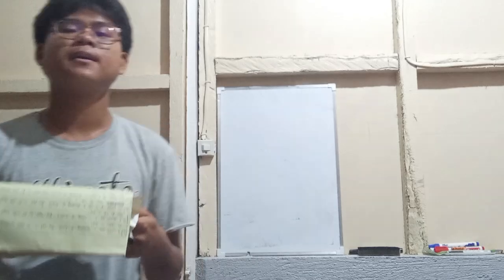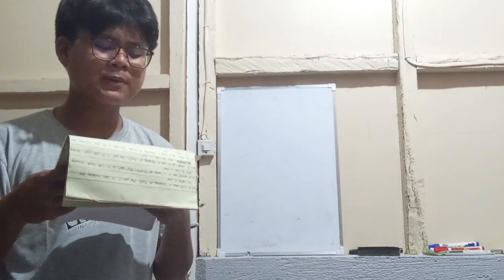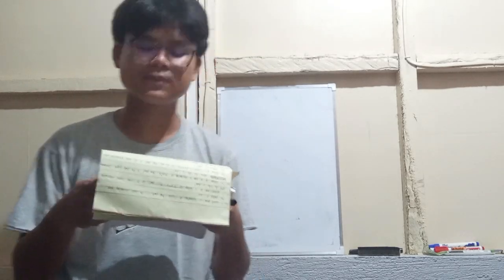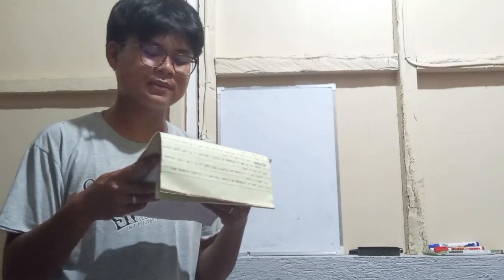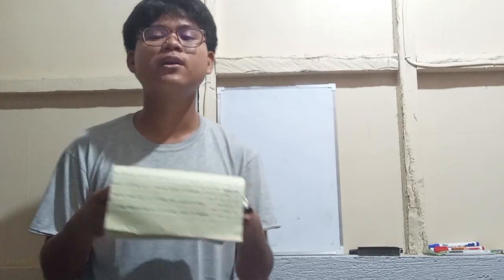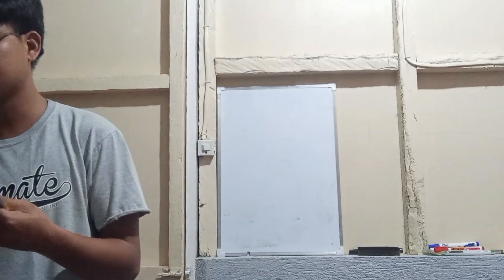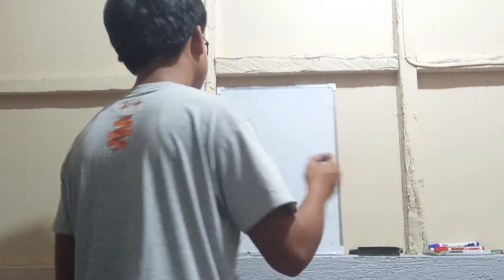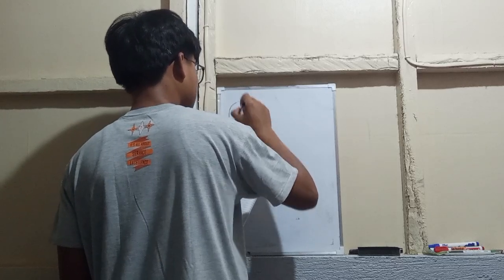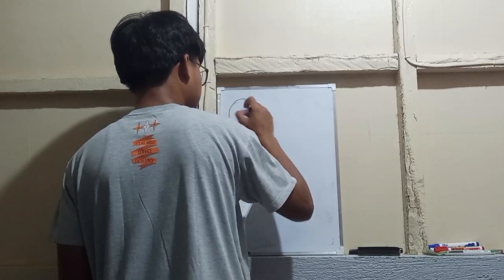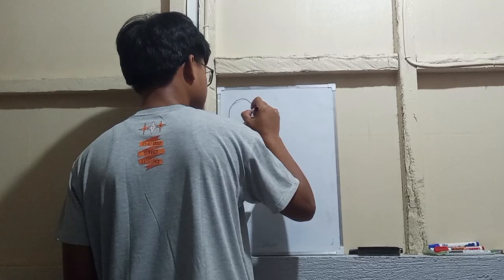So next, we will proceed to the next problem. The radius of a sphere is shrinking at 0.2 cm per second. How fast is the surface area changing when the radius is equal to 3 cm? So first, we'll draw the sphere having the radius of 3 cm.